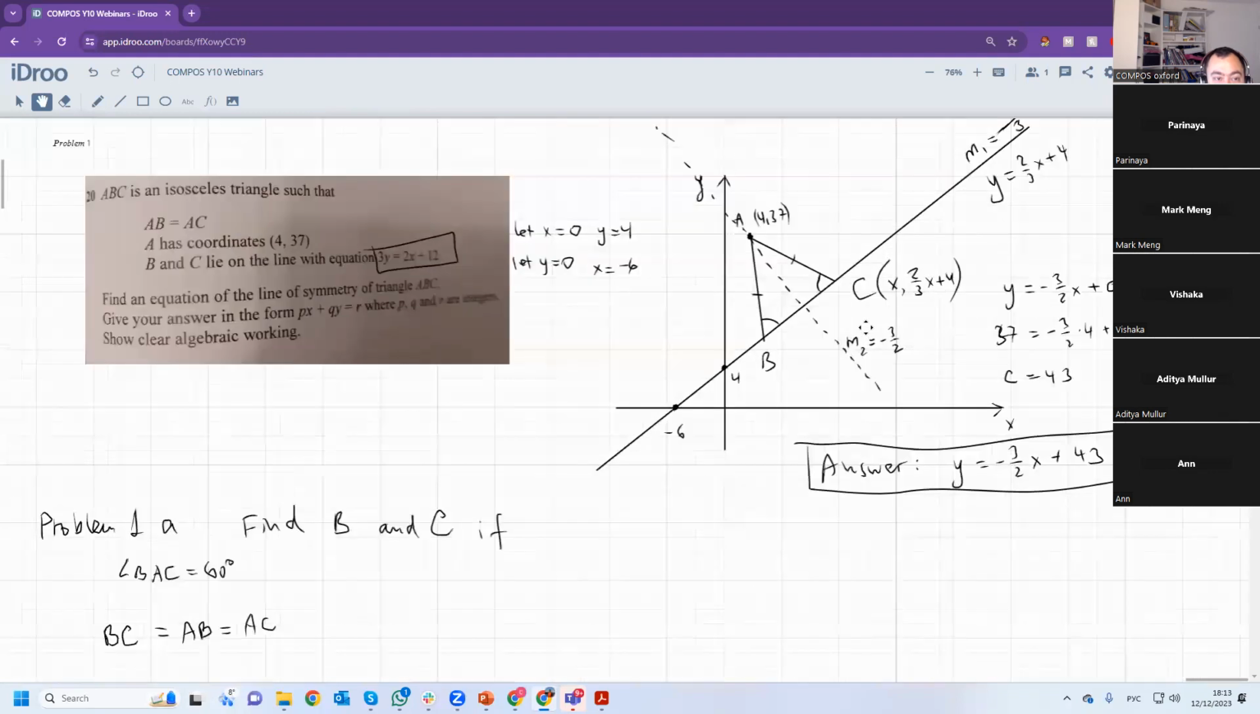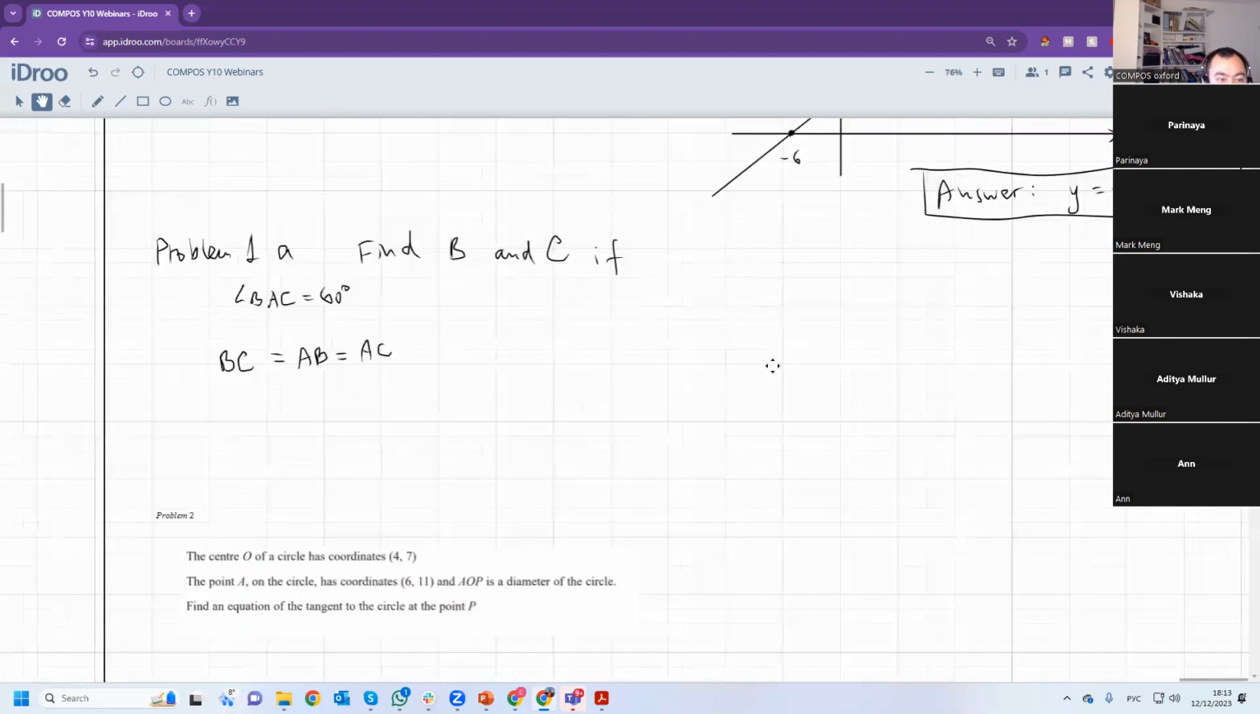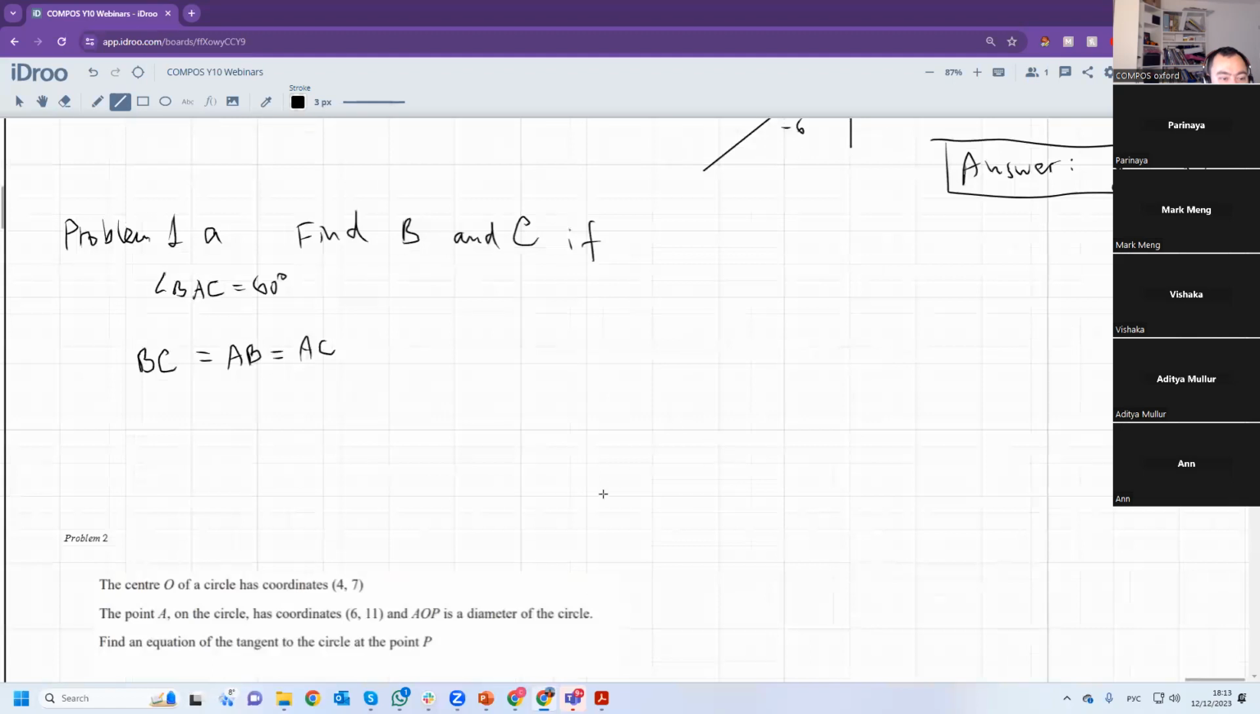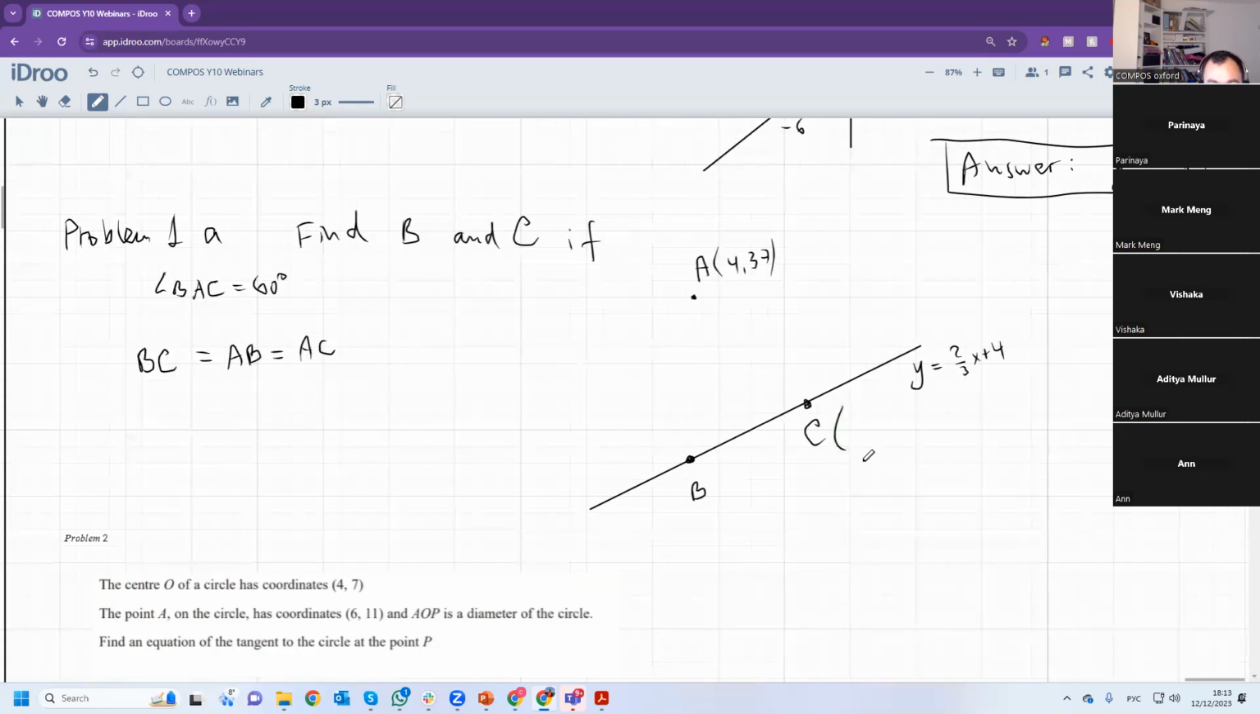So I'm saying that because B and C are on this line, and this line has equation y equals 2/3 x plus 4. And this is point A, which has coordinates 4, 37. If we have point B and point C, I'm saying that if point C has x coordinate x, then the y coordinate of C would be 2/3 x plus 4.